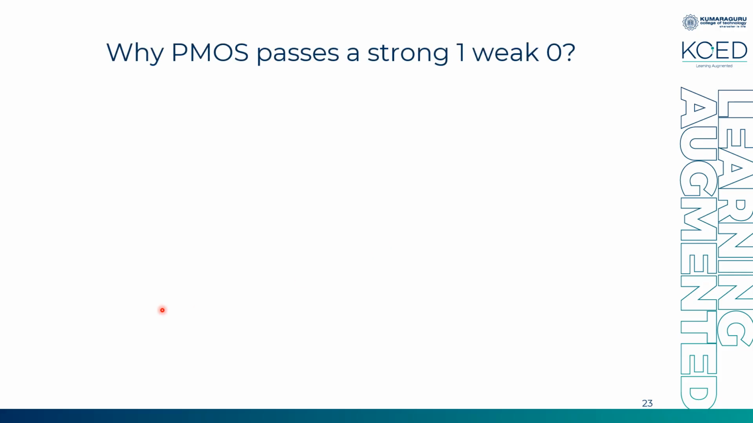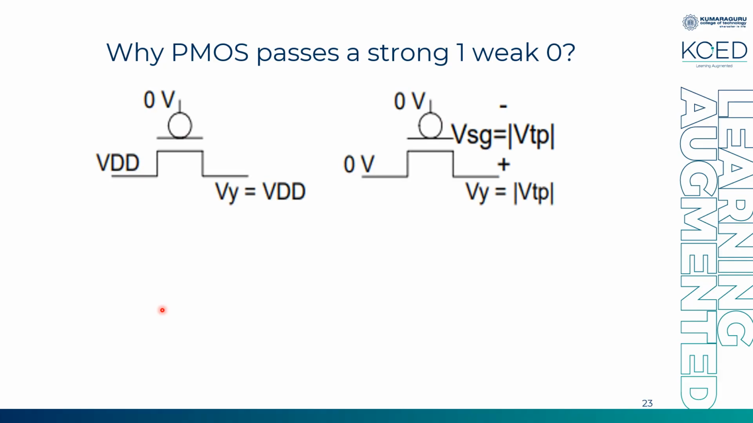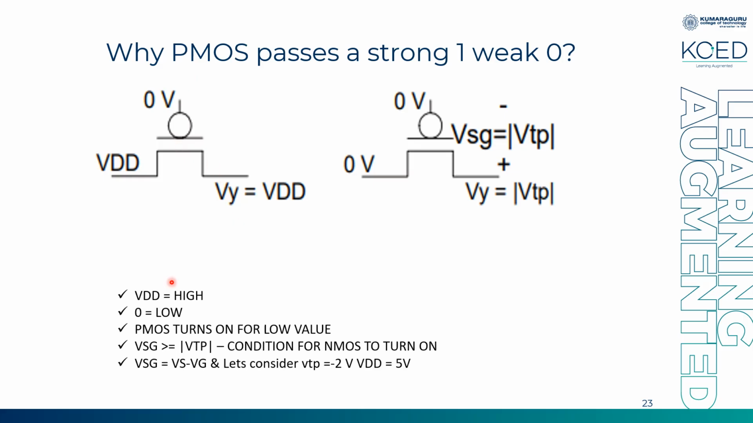Similarly, why does PMOS pass a strong 1 but a weak 0? Similar kind of analysis we are going to do. Here also you can pass the value from source to drain and drain to source. So PMOS, same kind of conditions. VDD is high and 0 volt is low. So when will a PMOS turn on? For a low value. If you give 0 volt, PMOS will be in the on state.